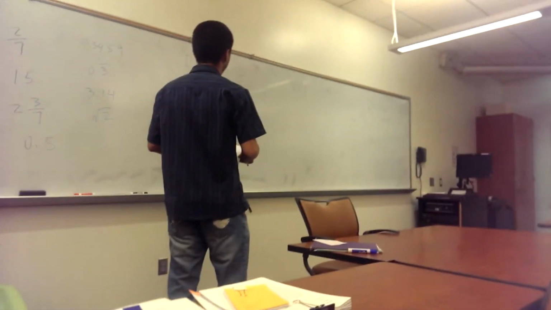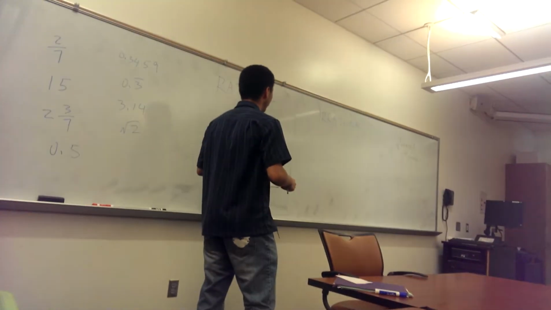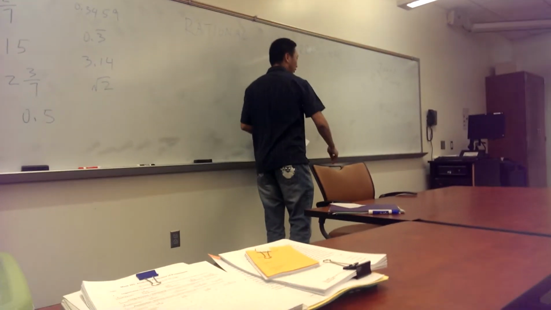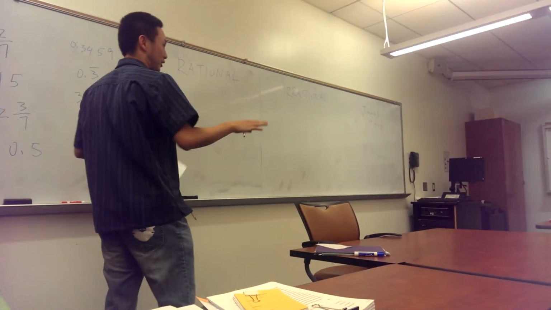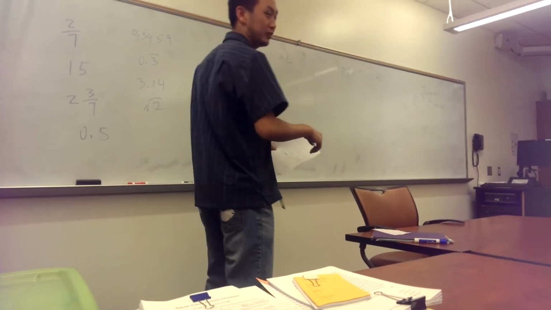About rational and irrational numbers. If you give me any real number, I can put it in either rational or irrational. So there's no other categories for all the real numbers. So why do we care about rational and irrational numbers?